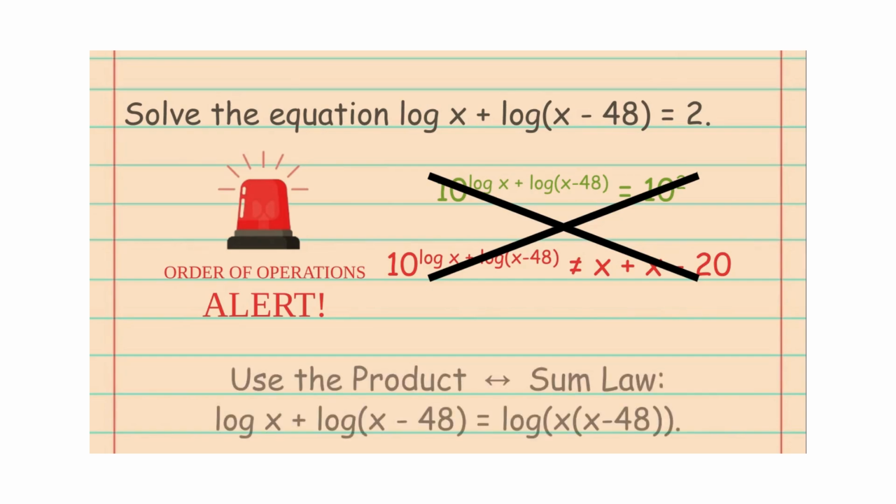What's a good first step then? Well, check this out. We're going to use the product to sum law. Log of x plus log of x minus 48 equals log of x times quantity x minus 48. The sum of the logs is the log of the product. I've condensed my logarithmic expression on the left-hand side. Now I'm set for success.